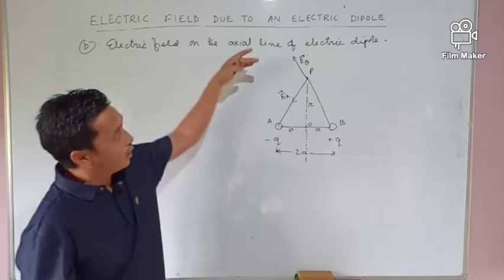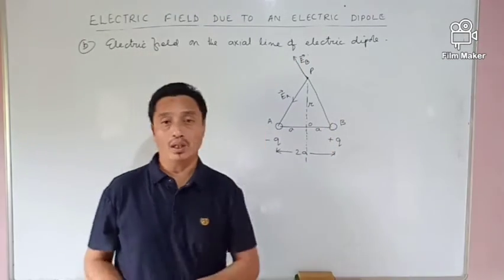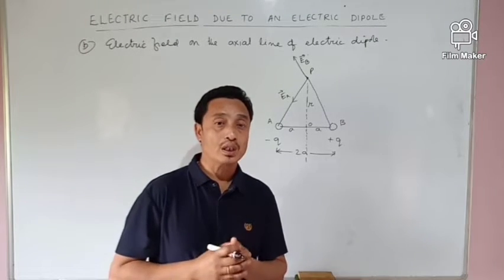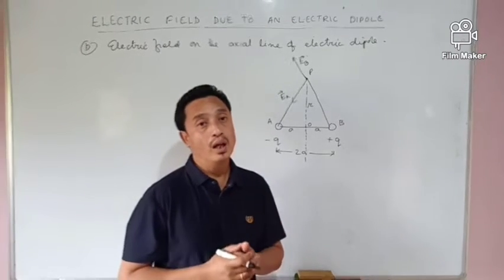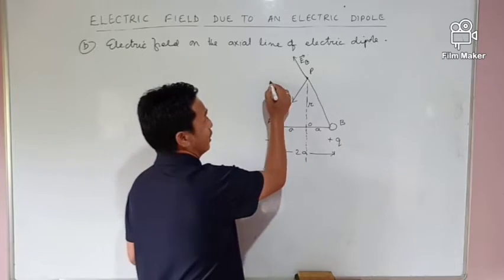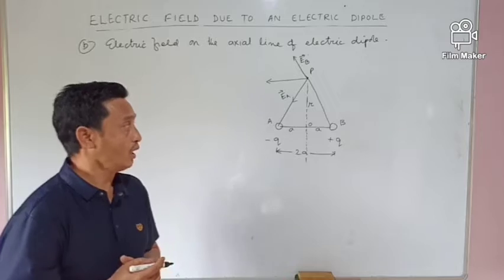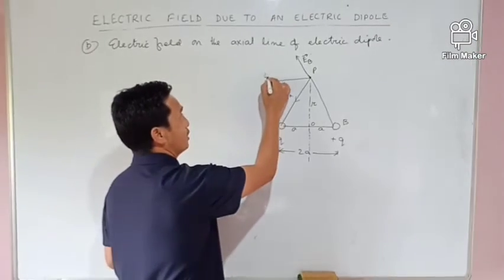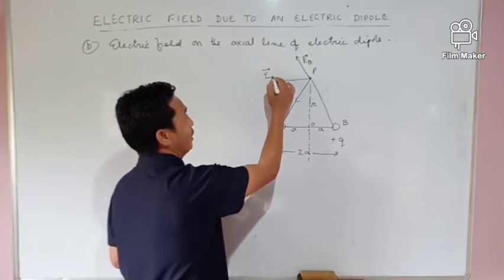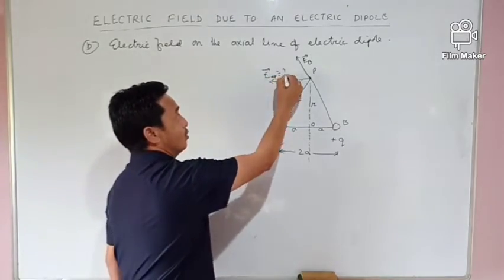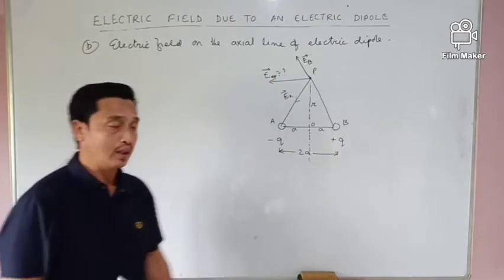So there are two electric fields, EA and EB, and what we are going to do is find the resultant of the two electric fields, and that resultant will be the electric field due to this dipole. Okay, so we have to find the resultant electric field on the equatorial line, and this is what we are going to find out. Okay, now let me start.